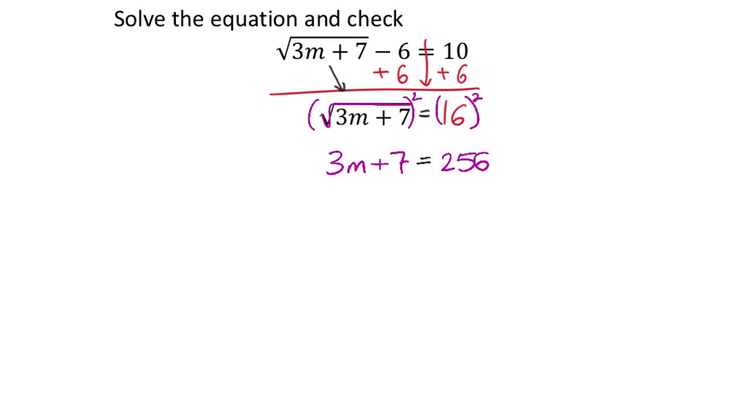Like I said, usually what this will do is get rid of the square root, which now just makes a regular equation for us to solve. Just make sure you check at the end.